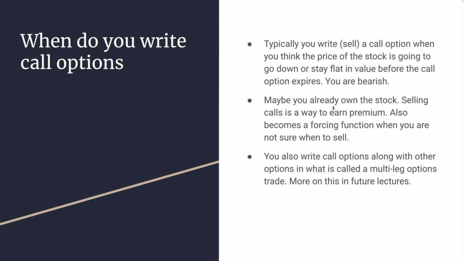Another time to sell call options, which we just talked about, is if you already own the stock and you can earn premium while you wait for the forcing function to just force you to sell the shares. And lastly, something I've already hinted at, is combining options together into multi-leg options trades would be a time when you could sell call options. So selling the call option might be offset by buying some other option. We'll learn a lot more about this in future lectures.